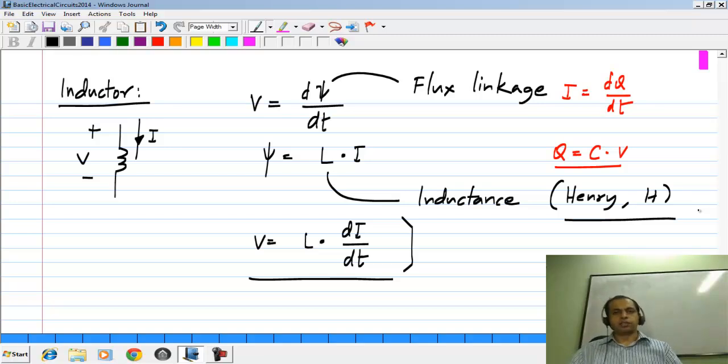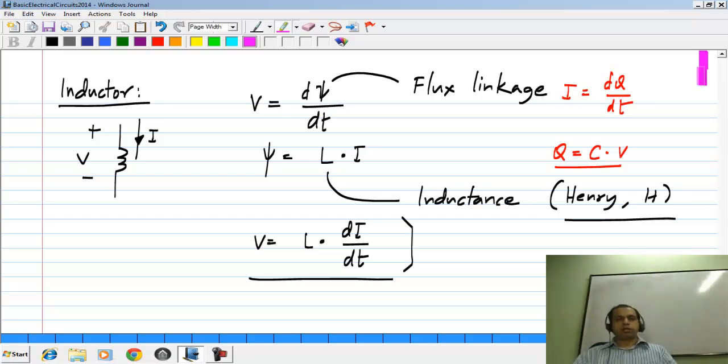So what does this relationship say? If the current is increasing at the rate of 1 ampere per second and if the inductance is 1 henry, the voltage across the inductor will be a constant which is equal to 1 volt. Okay.